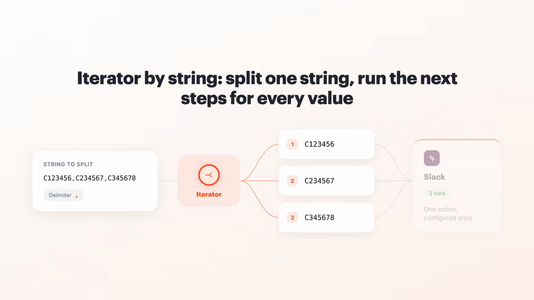Iterator by string solves this in 1 step. It splits the string by a delimiter and runs the next steps once per value. 3 IDs, 3 iterations, 1 Slack step.